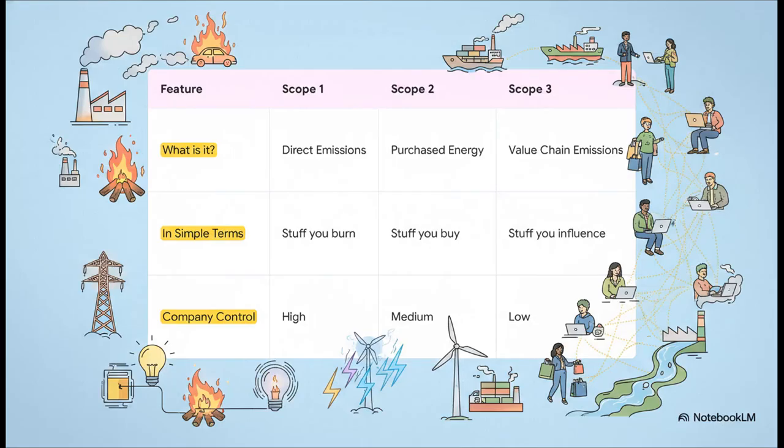So to wrap it all up, this little table here is just perfect. Scope 1, that's the stuff you burn. You've got high control over that. Scope 2, that's the energy you buy. You have medium control. And Scope 3, that's everything else you influence. It's massive, and as you can see, it's where companies have the lowest direct control.